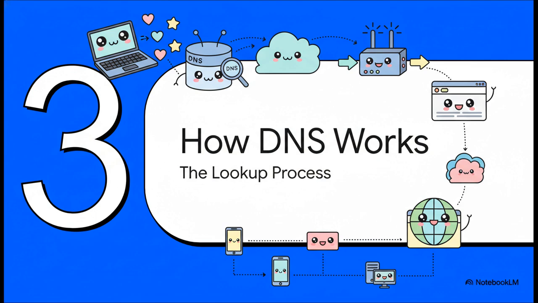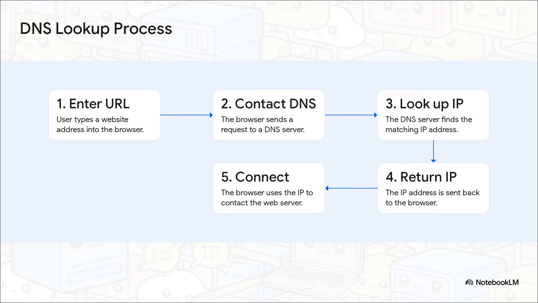So, what does this lookup process actually look like in practice? Well, it's a sequence of very clear steps that happens in the background in just a couple of seconds every single time you visit a new website. Let's walk through it step by step. It all starts when you type a URL into your browser. Your computer immediately sends a request to a DNS server, basically asking, what's the IP address for this name? The DNS server then searches through its records to find the match. As soon as it finds it, it sends that IP address back to your computer, and finally, your web browser can use that IP address to connect directly to the web server and start loading the page you asked for.